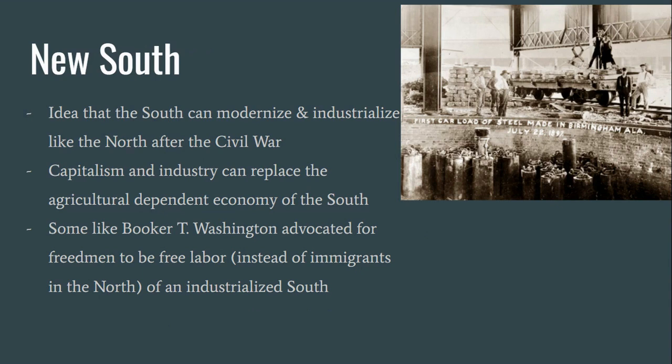After the conclusion of the Civil War, there was an idea floated that the South can modernize and industrialize like the North. Capitalism and industry can replace the agriculturally dependent economy of the South. Some, like the prominent black leader and former slave Booker T. Washington, advocated for freedmen to be the free labor needed in Southern factories, instead of an immigrant-based labor in the North. This is an inspiration for his famous Atlanta Compromise speech, which is an important primary source in APUSH. For more information on it, click on the link in the video notes below.